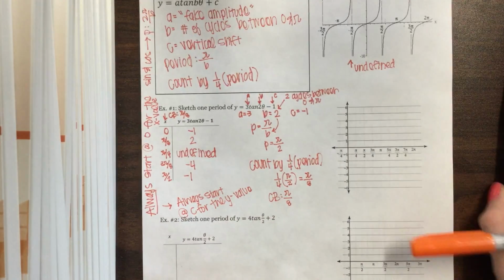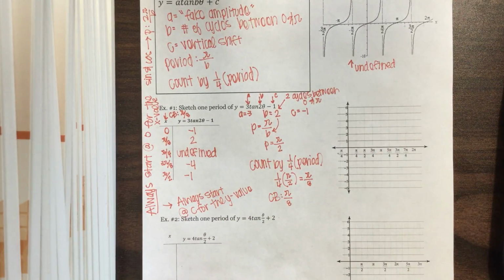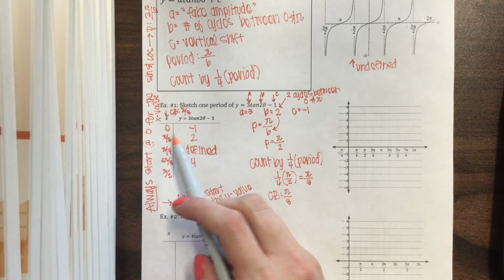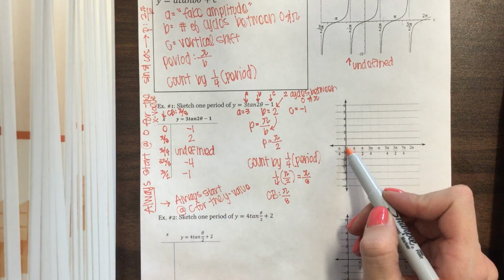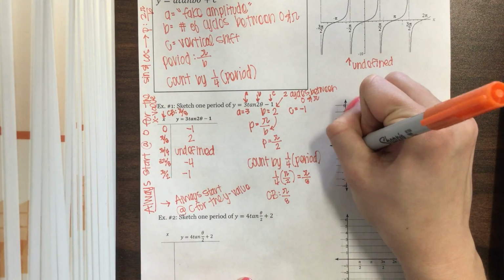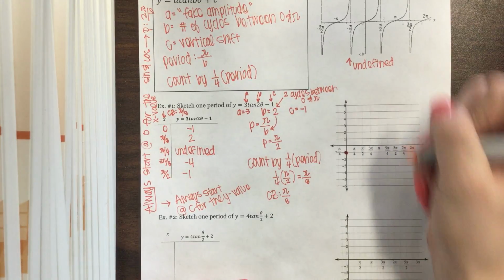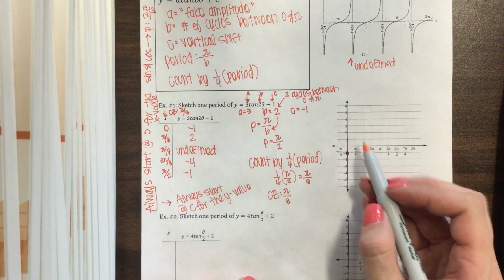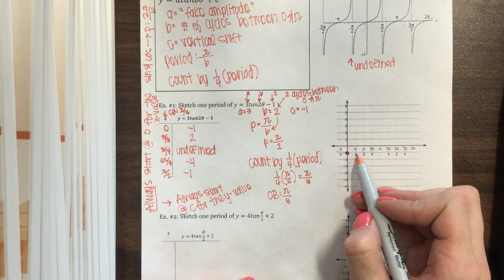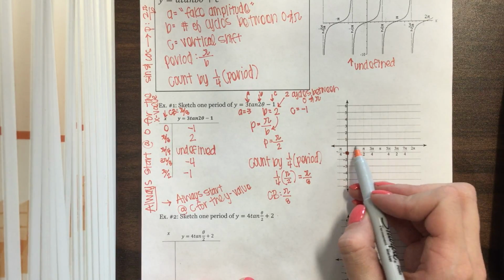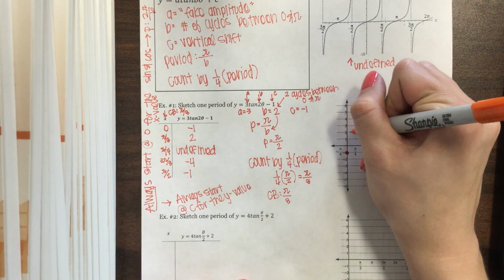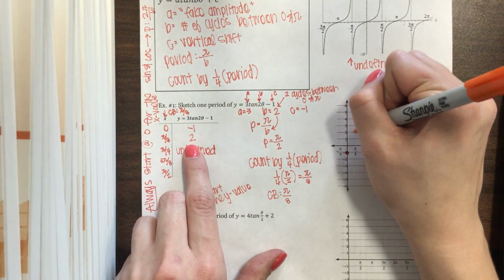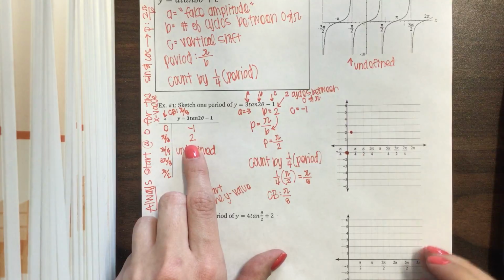Okay. Then I'm just going to come over here and I'm going to plot all those points. So at 0, so when x equals 0, y equals -1. So this is where I start right there. Okay. At pi over 8, so pi over 8 is halfway between pi over 4 and 0. So halfway in between here, so about right there, I go up and it is at 2. So I'm going to just graph a point at 2.